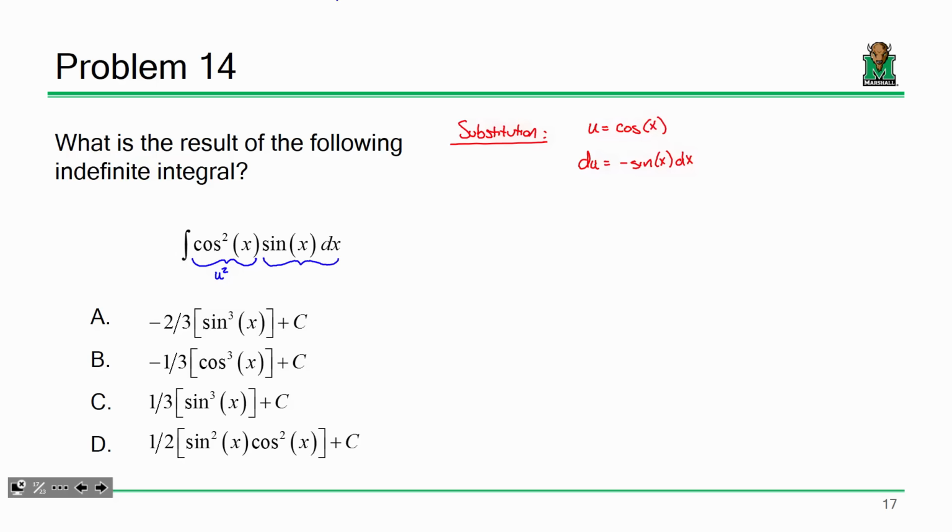This is negative du. Now, the integral of this is minus that.